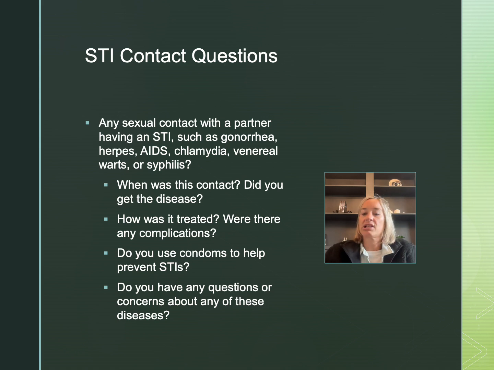Start with a general question, like have you had sexual contact with a partner who has had an STI, like gonorrhea, herpes, HIV or AIDS, chlamydia, genital warts, or syphilis. It's important to mention specific infections as it might prompt patients to remember and share relevant information. If they confirm contact, follow up with questions about the timing and the outcome. Ask, when was this contact? Did you contract the disease? This helps us understand if there are any lingering health effects.